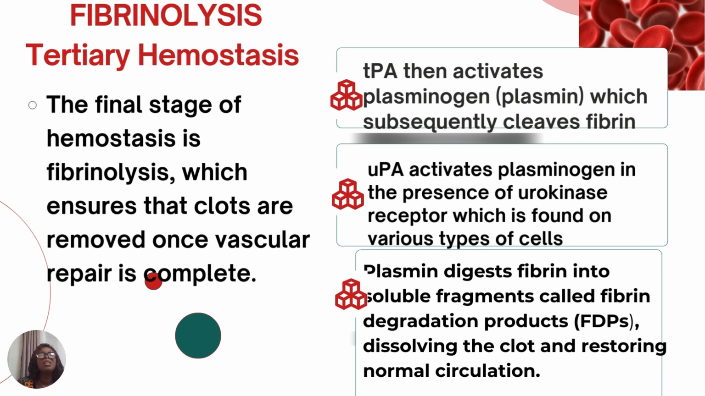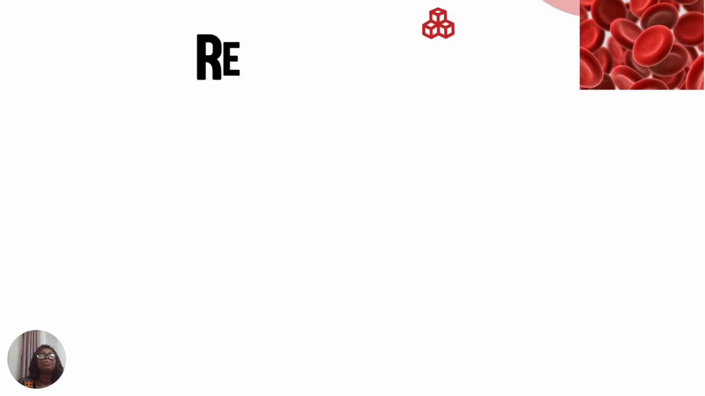Now, the urokinase plasminogen activator activates plasminogen in the presence of the urokinase receptor, and they are found in various types of cells within the body. Now, when plasmin is formed, plasmin digests fibrin into soluble fragments called fibrin degradation products, FDPs, dissolving the clot and restoring normal circulation.